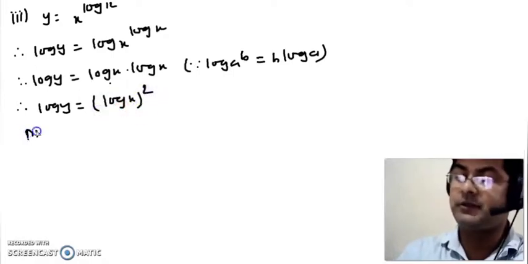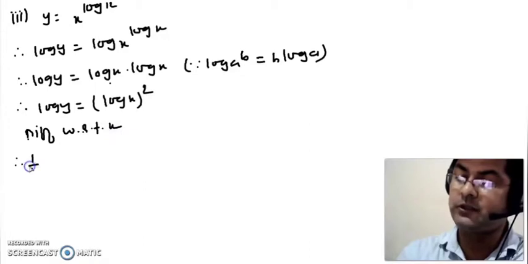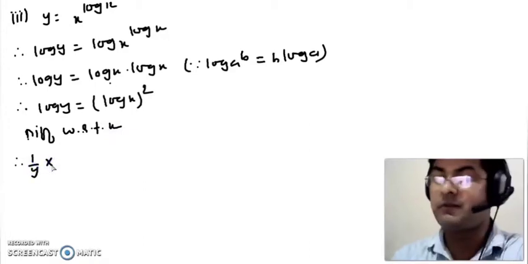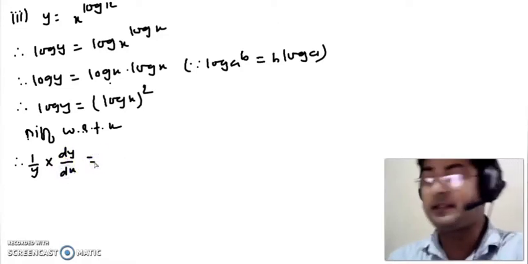Now let us differentiate. So differentiating with respect to x, differentiation of log y is 1 by y into dy by dx, first x raised to n.